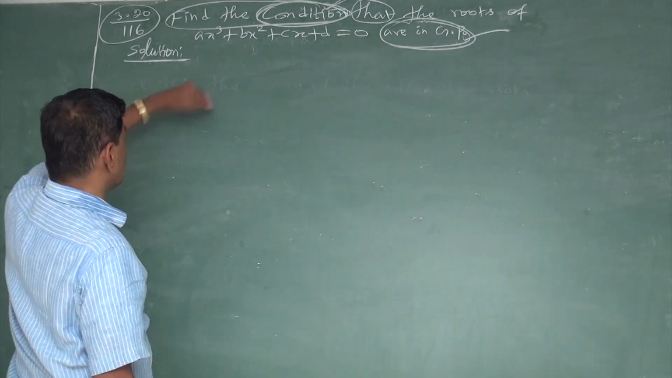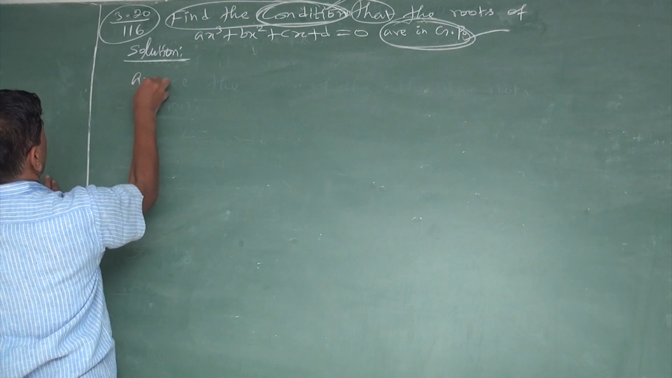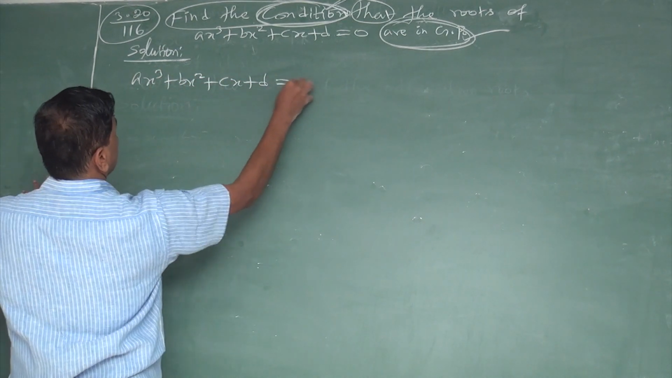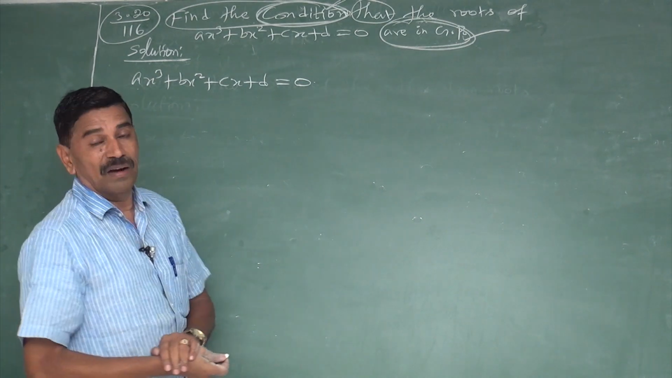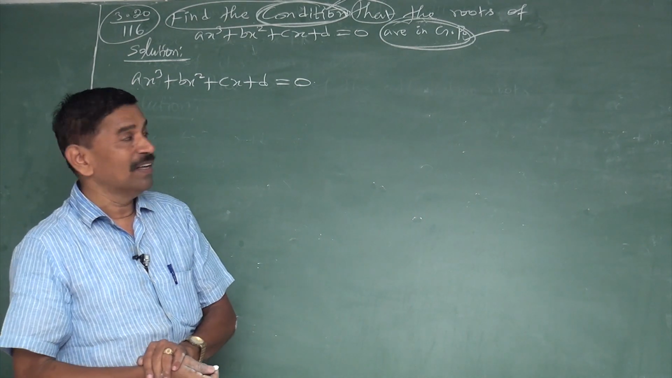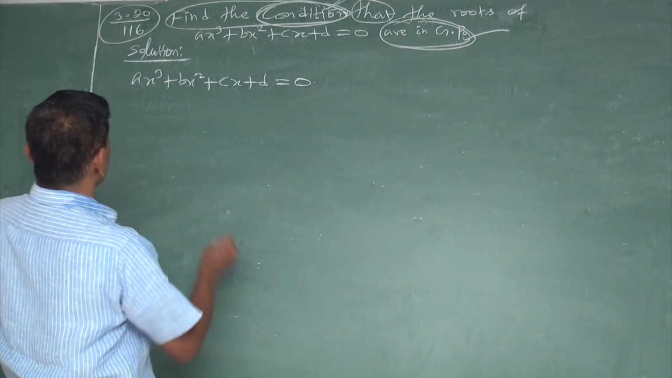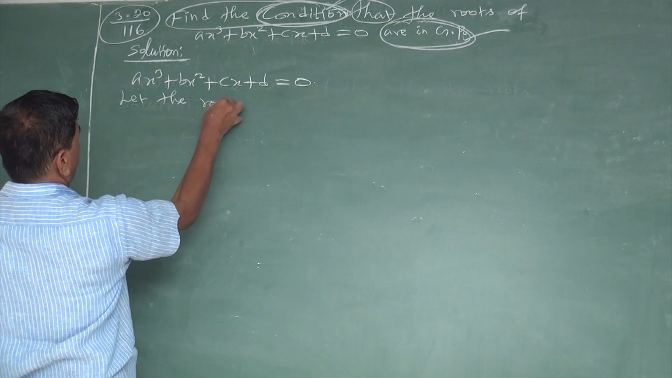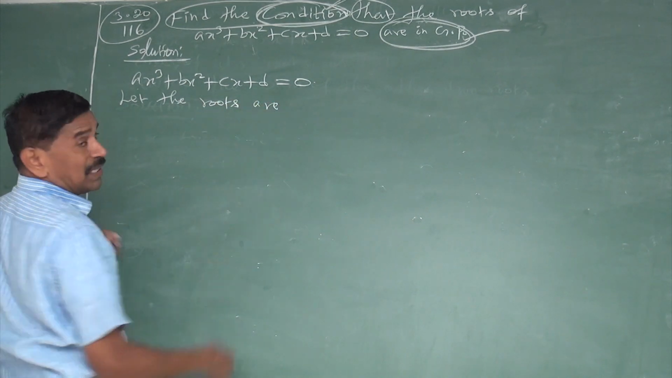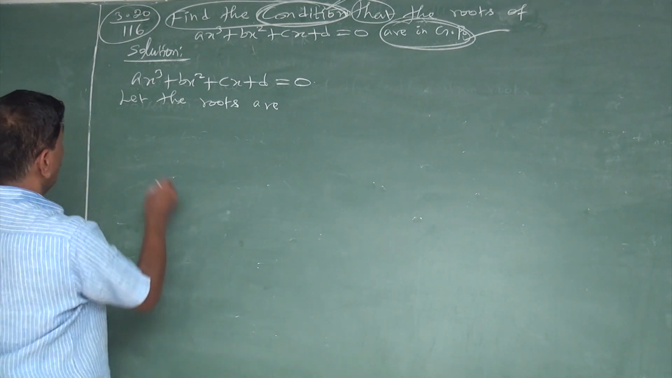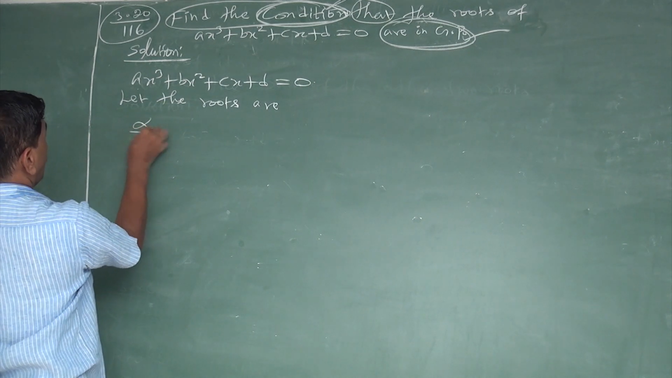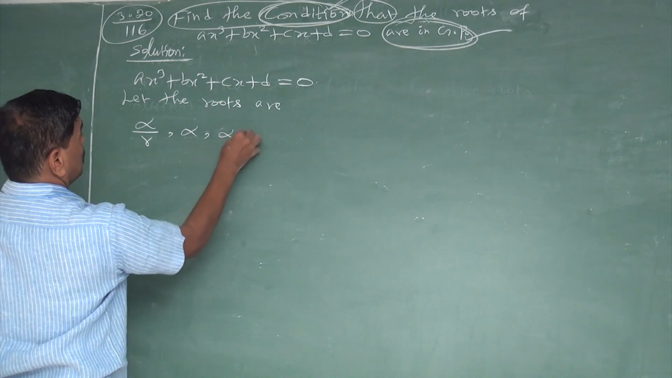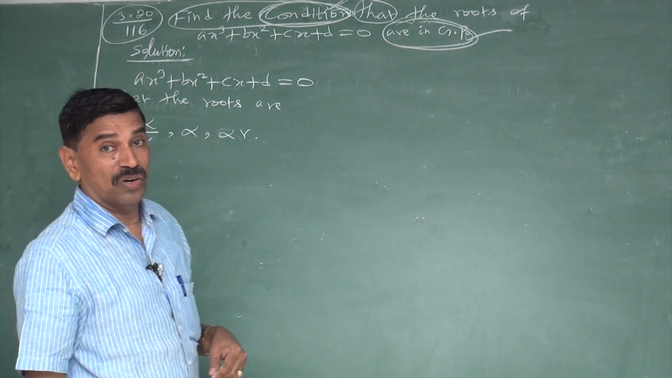First we take the given cubic equation ax cube plus bx square plus cx plus d equal to 0. Next step please. Good. Let the roots in GP be alpha by r, alpha, alpha r.